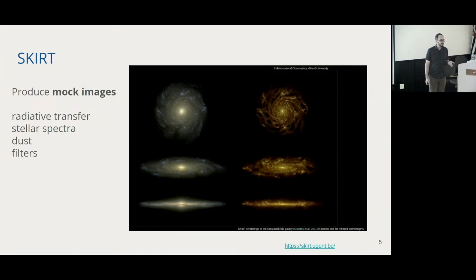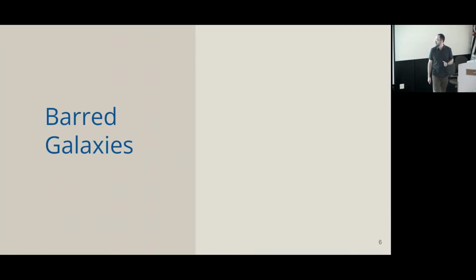Also, dust is included because, even though there is no dust self-consistently within the simulation, there is a proportionality between the mass of dust and the mass of gas, and this is taken into account as the light emitted by these stellar particles crosses the interstellar medium, depending on the orientation of the galaxy. So this is going to be useful for some of the results that I'm going to show in a moment.